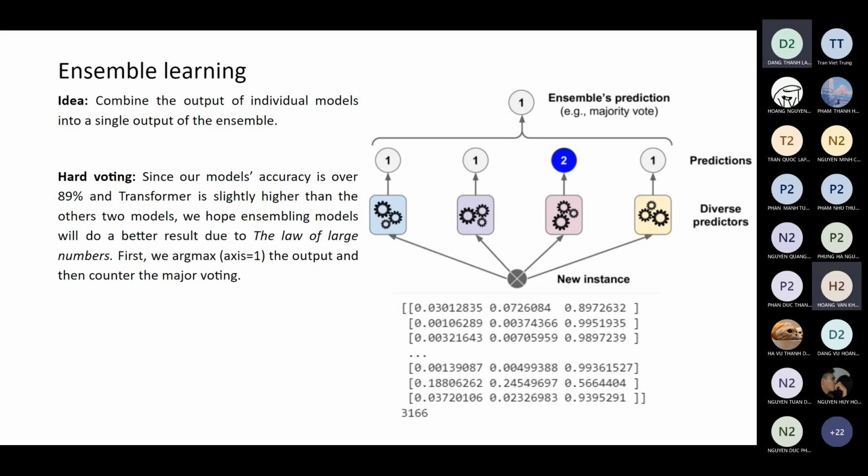Our transformer model only does slightly better than CNN and LSTM, but thanks to the law of large numbers, we hope that our ensemble prediction can be a bit better. The second way to create a better classifier is soft voting. Next slide, please.